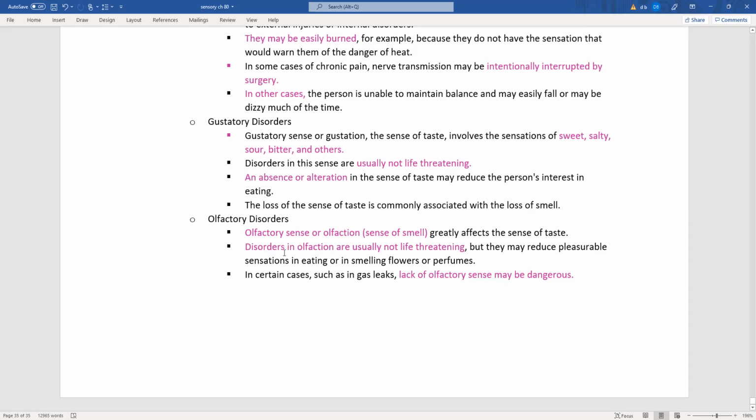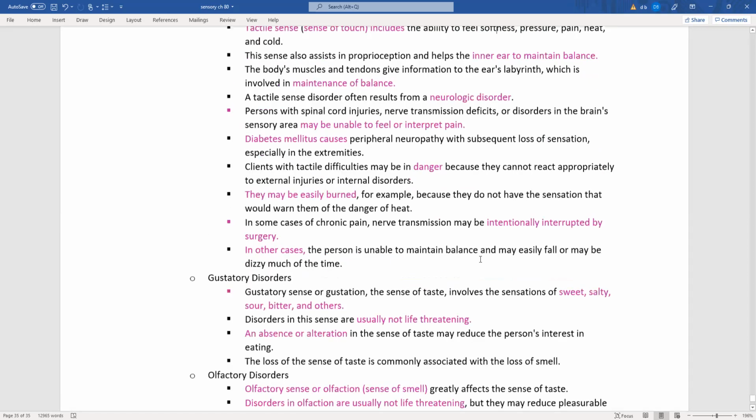It greatly affects the sense of taste. Disorders in olfaction are usually not life threatening, but they may reduce pleasurable sensations in eating or in smelling flowers or perfume. In certain cases, such as gas leaks, it can be dangerous because if your nose isn't working and you have a gas leak, you don't know you need to get out of the house before you don't wake up. So that's it. That's all.